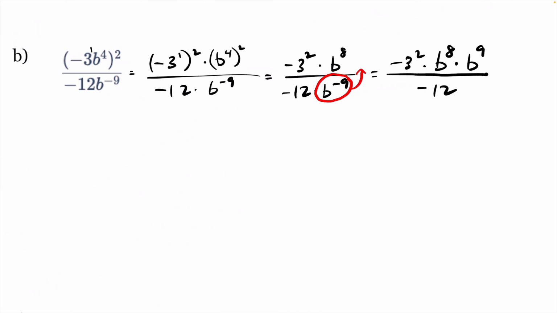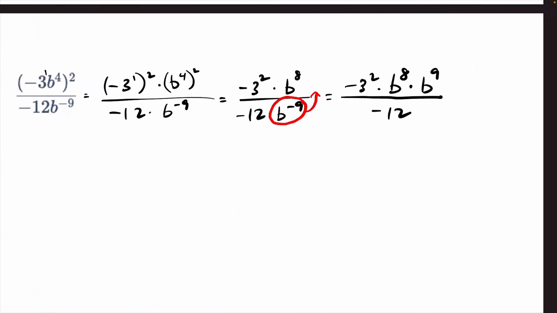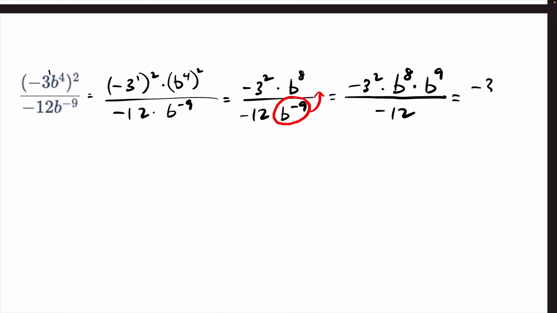Okay, no more negative exponents. Simplify. The B's are on the same level, so I can add them together to make 17. So I get negative 3 squared, B 17, negative 12.